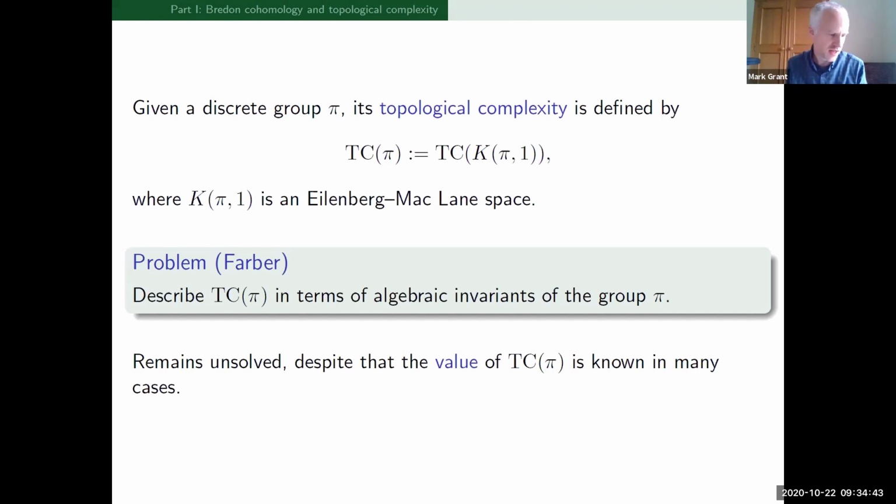Notable recent advances have been work of Dranishnikov and Cohen and Vandembroucq, who are all here, I note, who calculated the topological complexity of non-orientable surface groups. Dranishnikov again calculated the topological complexity of non-abelian hyperbolic groups in the sense of Gromov. And I just noticed a preprint that came on the archive this week by Andrea Bianchi, which solves the problem for braid groups, which was an outstanding case. So we know a lot, but we don't yet have this wanted description in terms of algebra.